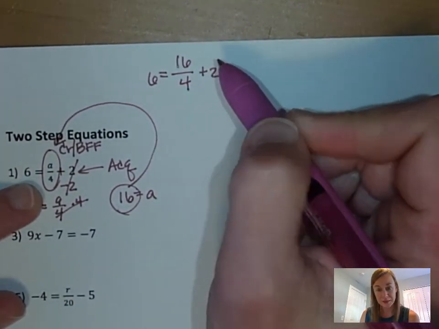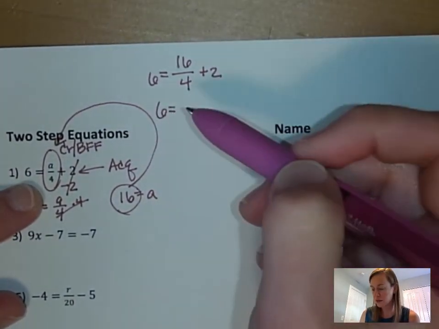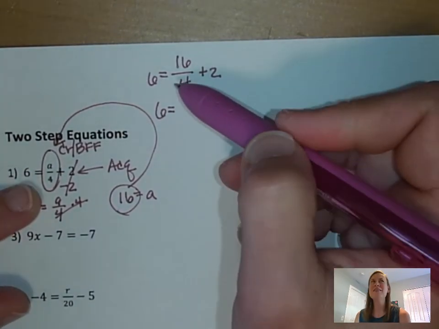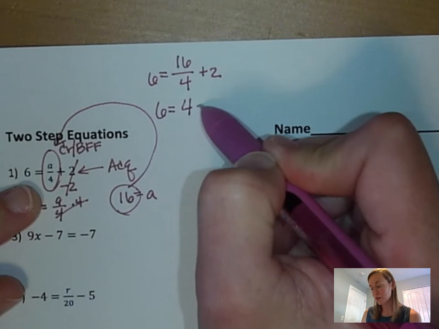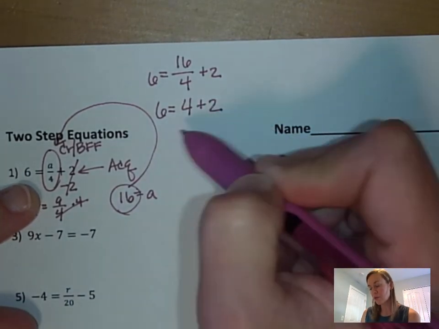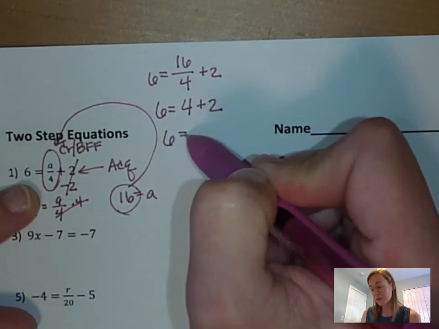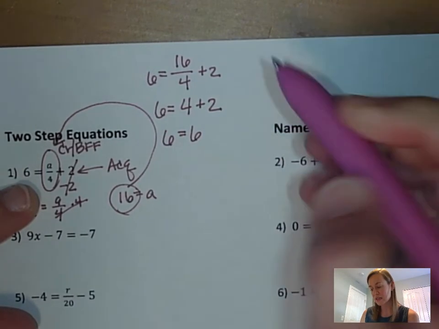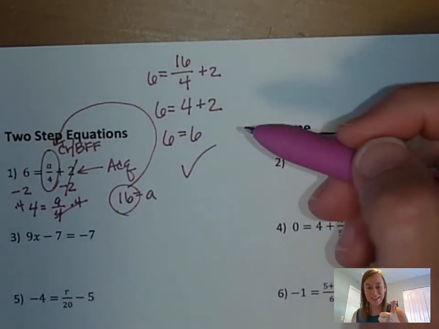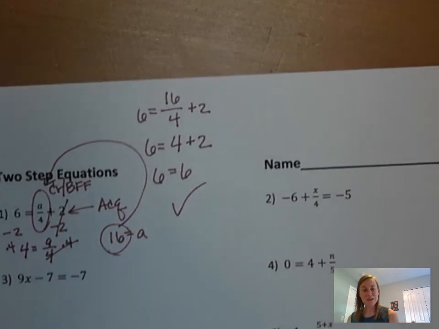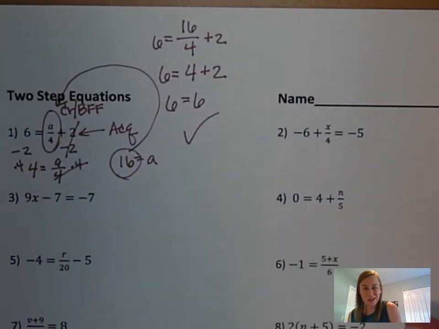Okay, now let's simplify. 6 equals, and let's see, 16 divided by 4, what is that? That's going to be 4 plus 2. And does 6 equal 4 plus 2? Yeah, 4 plus 2 is 6, and 6 equals 6. Oh, phew. Looks like we did that right. Good work, guys. Let's do a couple more examples. Again, just watch as long as it's helpful, okay?